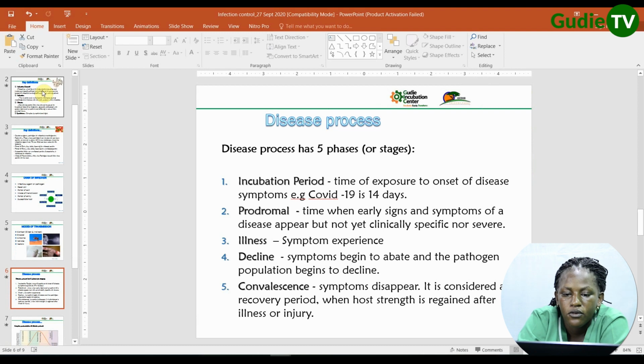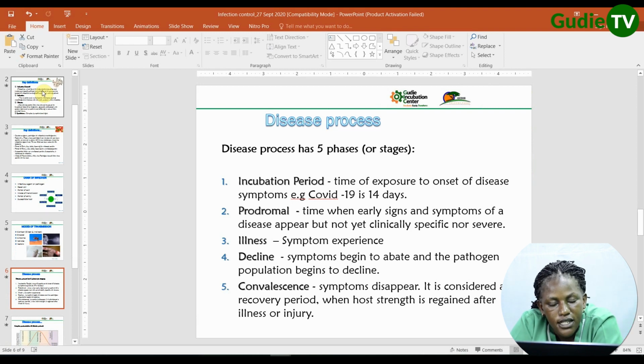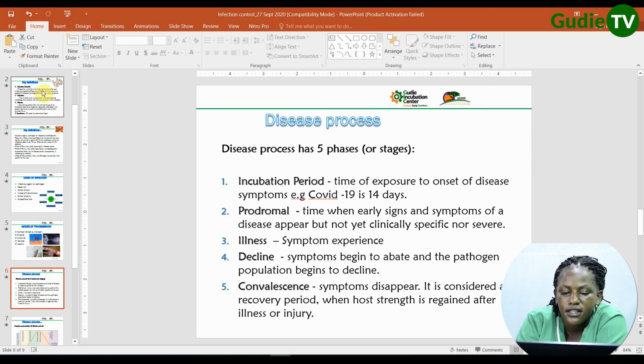Then the prodromal, here the signs and symptoms start to appear, but they're not clinically clear. You can't come to a conclusion that this patient is having malaria or TB, but you already have the signs, though they're not clear. Then the illness, here you have the signs and symptoms clear, and you can really differentiate between the different conditions people experience. Then the decline, in the decline stage the symptoms start to abate or disappear. Then the convalescent, here you're recovering.